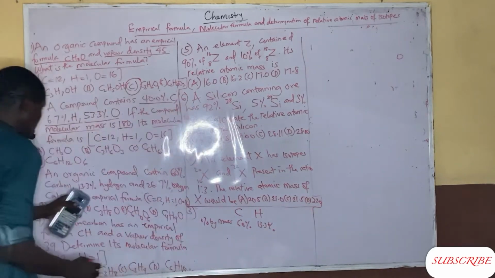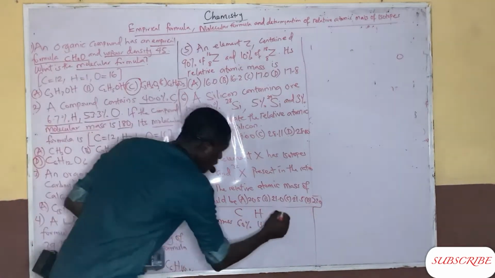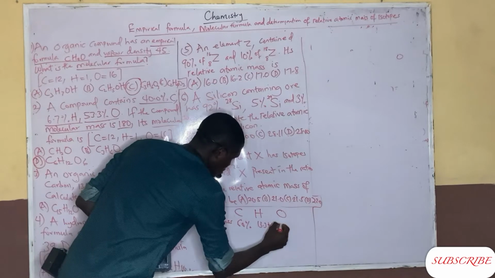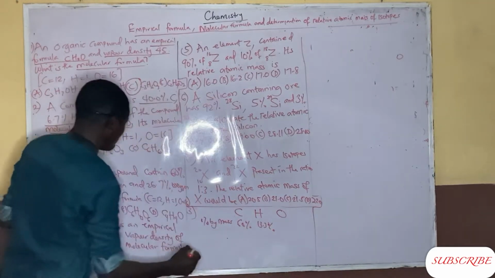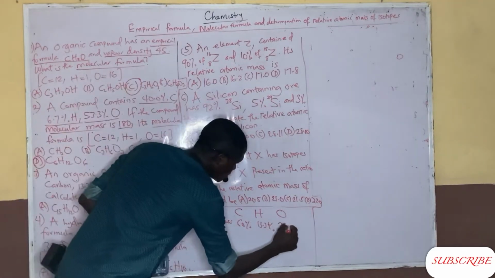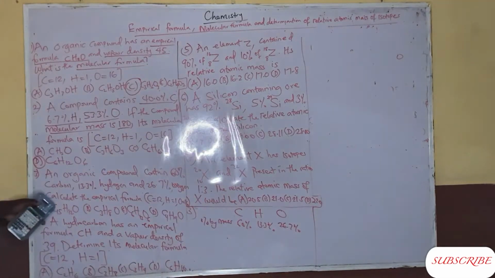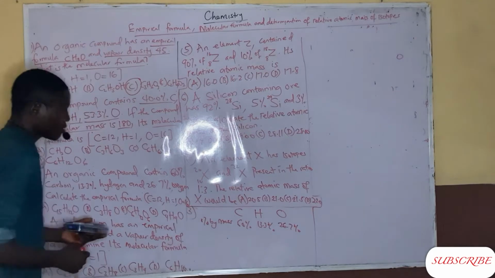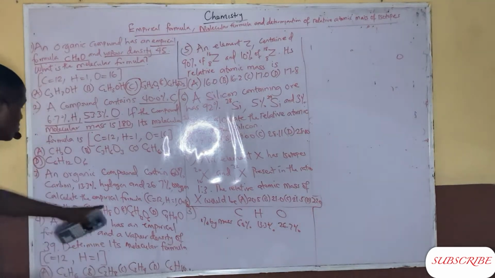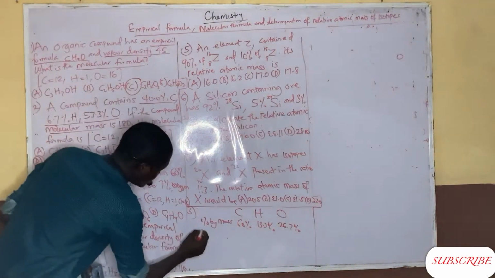13.3%, then oxygen has 26.7%. So we are not told that. Calculate the empirical formula. Now, if I was to calculate the empirical formula, the first step is to divide by the atomic mass, just as we did the other time.